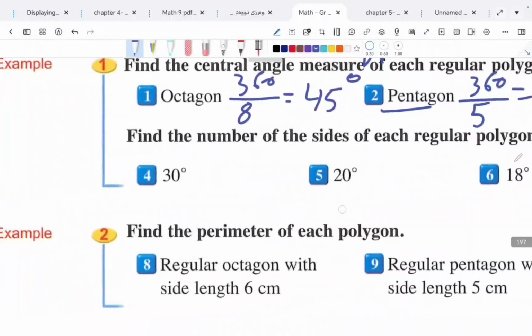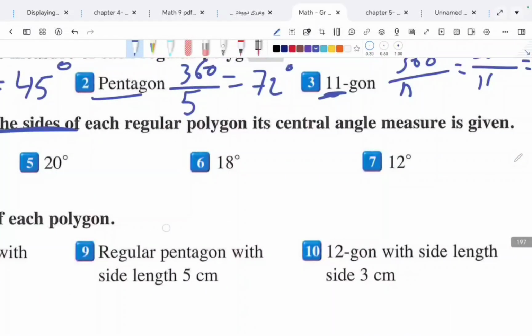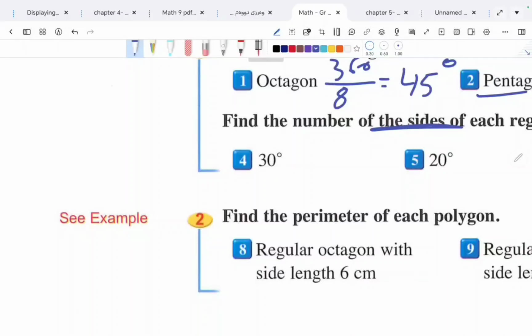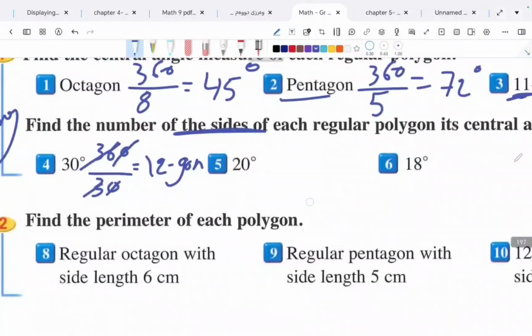Questions 4 to 7, they ask for what? Find the number of sides when the central angle measure is given. Let's see, what's the rule of this one? It will be 360 divided by the central angle. The central angle is what? It's 30. Okay, the 0 and 0 cancel each other. It will be 12, 36 divided by 3 is 12. 12-gon, or you can say dodecagon.